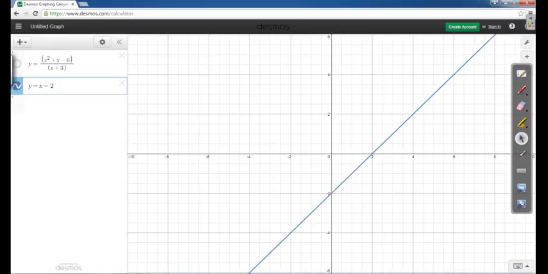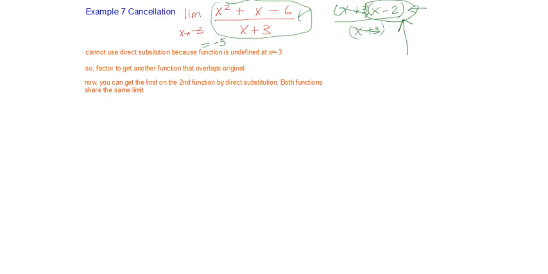So that's how you get the limit using factoring. You can't use direct substitution on the original function, but if you factor out and find another function, this function will share all the points except the point when x equals -3. And now you can use direct substitution on this one, and you'll get the limit. So the limit will be the same for both this one and this one.